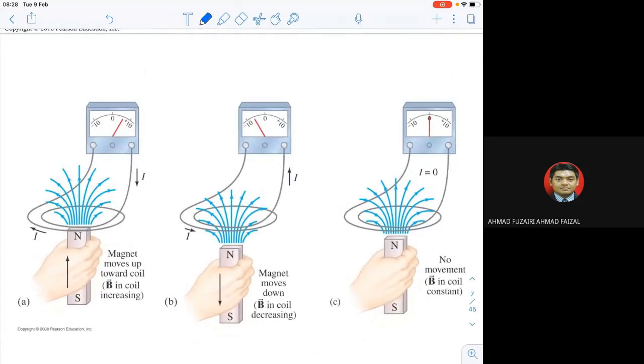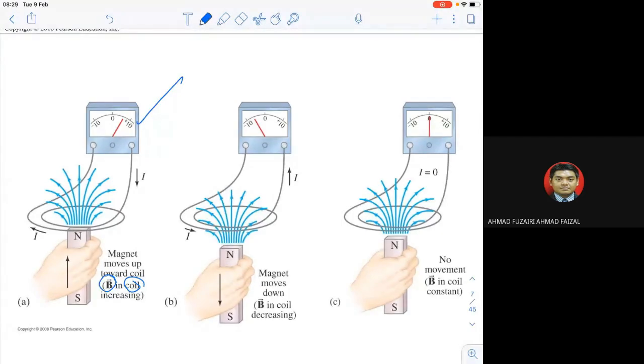So let's look at these examples. Again, not examples, but an illustrative figure showing what happens when we bring the magnetic bar towards the coil. You can see here the magnetic bar, the same as what we did just now. The magnet moves towards the coil. So look here, B in the coil is increasing. B in the coil increasing, therefore it will make the deflection of the needle go close to the positive value.